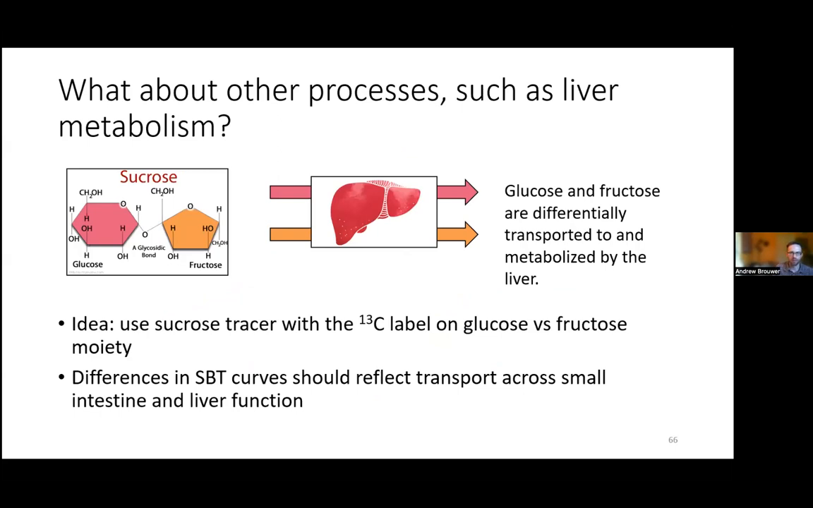We can also ask about other processes such as liver metabolism. Glucose and fructose are differentially transported to the liver and differentially metabolized by the liver. And so we might ask ourselves, well, how does the rate of the liver processing affect these curves as well?